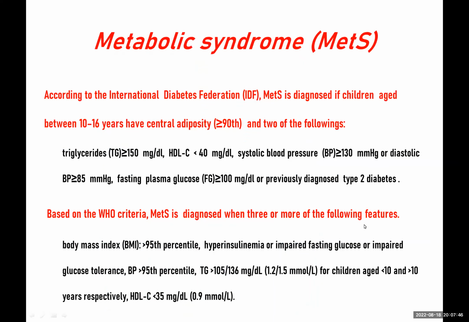Metabolic syndrome, according to the International Diabetes Federation, is diagnosed for children if the children, aged between 10 to 16 years, have central adiposity and two of the following: triglyceride level, specific levels. For sure, you are not going to memorize this. It is available everywhere. You go to Google and write it. And again, there are WHO criteria, and there is another classification, but these are just two of the classifications.